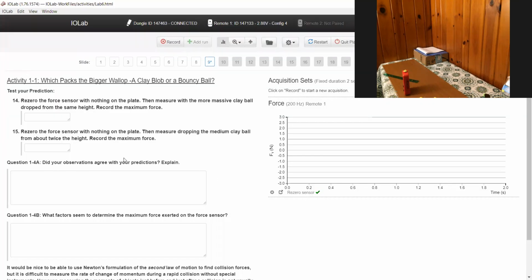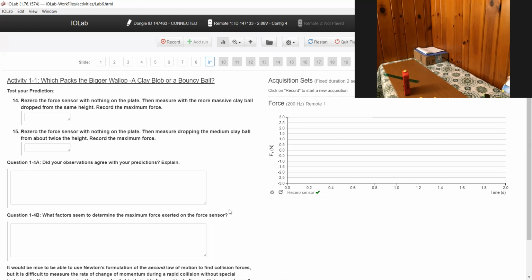Okay, after that, based on your observation, do they agree with your predictions? You can tell what factors seem to determine the maximum force exerted on the force sensor. From the previous experiment when you had the bouncy ball and clay ball, you can see they were creating different forces. And in this case, we are using the clay ball by itself. When you change the mass and height, the maximum force exerted can change. If the height is different, there will be a difference in the velocity with which the force sensor will be hit, and that will change.